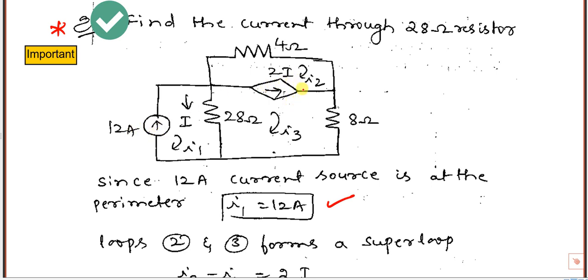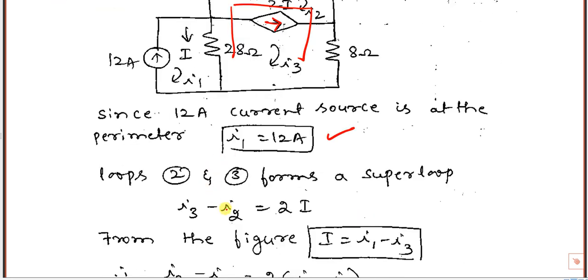Now between these two, we can form a super mesh. We can combine these two and form a super mesh, and I can directly write one equation. See the direction of this source. This right side is mapping with I3. So I can write I3 minus I2 is equal to the value of this one, which is 2I.